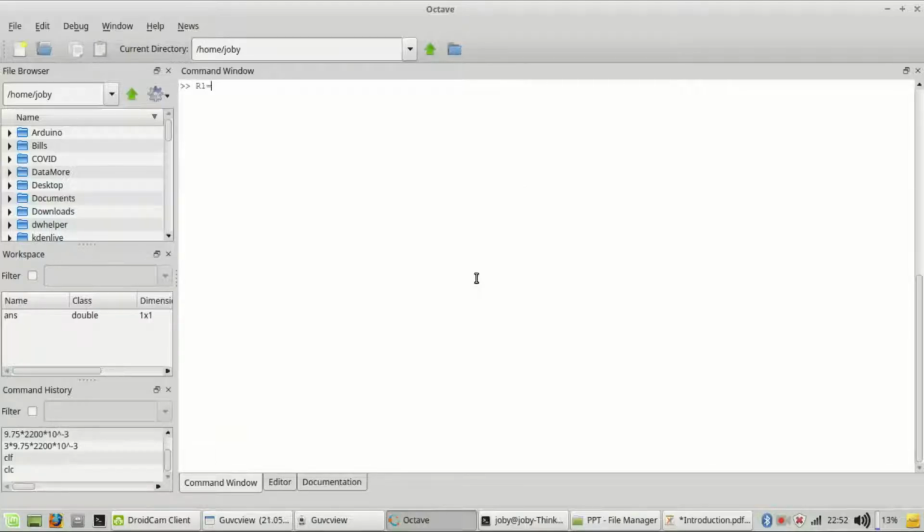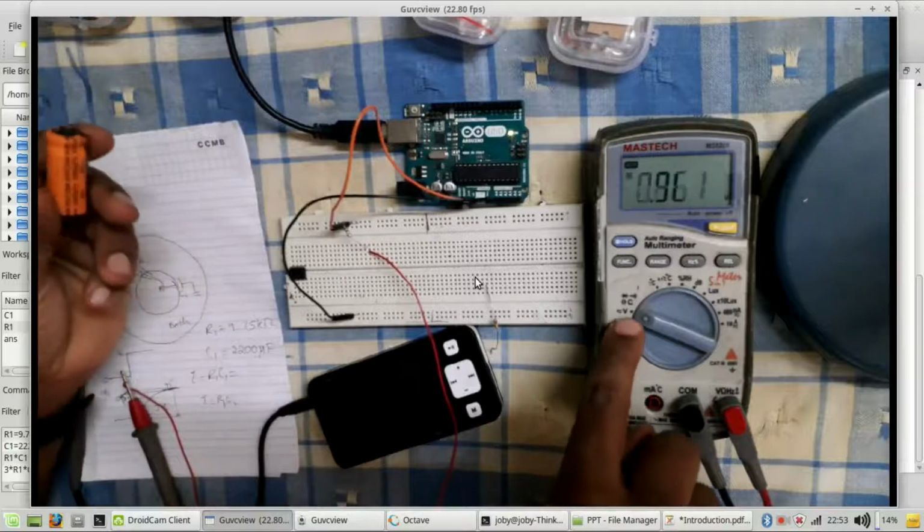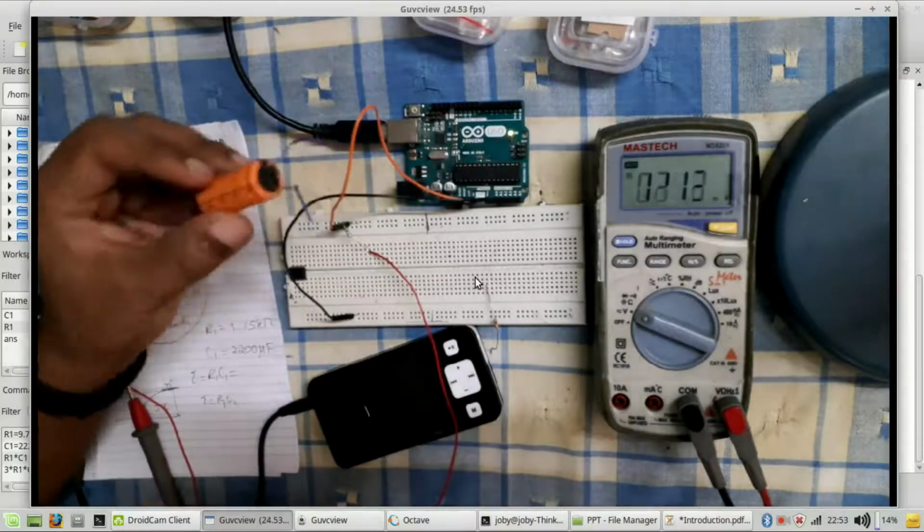If you calculate, R1 equals 9.75 into 10 raised to 3, C1 equals 2200 into 10 to the minus 6 farad. So R1 C1 equals 21.6 seconds. So 3 times that, 3 tau, is 64 or 65 seconds.